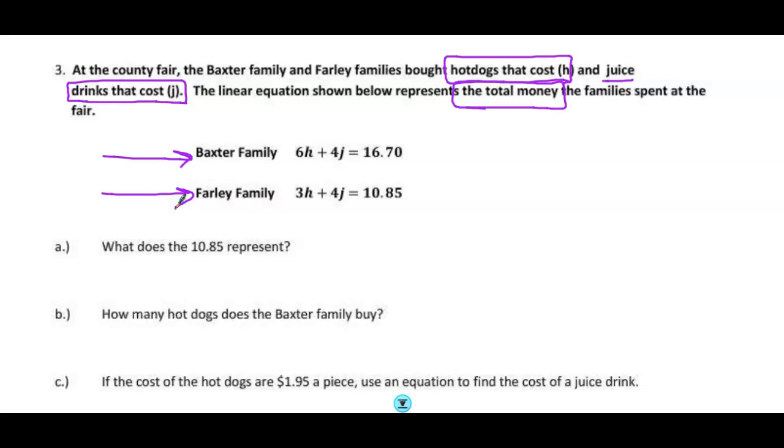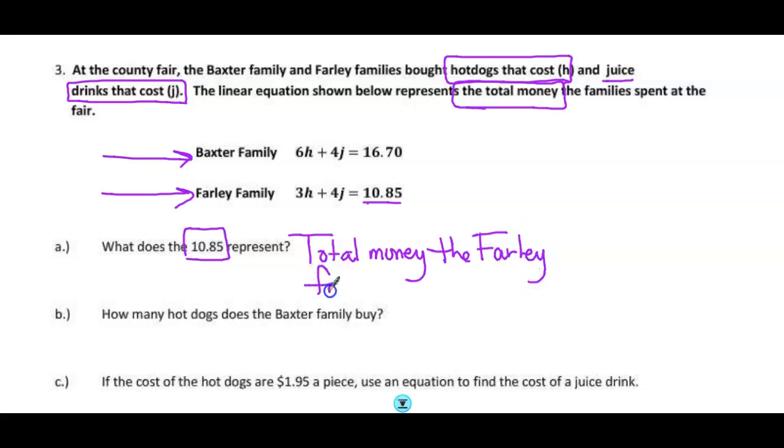The first question says, what does the $10.85 represent? Well, I kind of just told you it because I said dollars. So the $10.85 is the total money the Farley family spent. Because it's set up there in the sentences above, the total money the family spent at the fair is represented by your equation. So you want to make sure you said this was the Farley family.